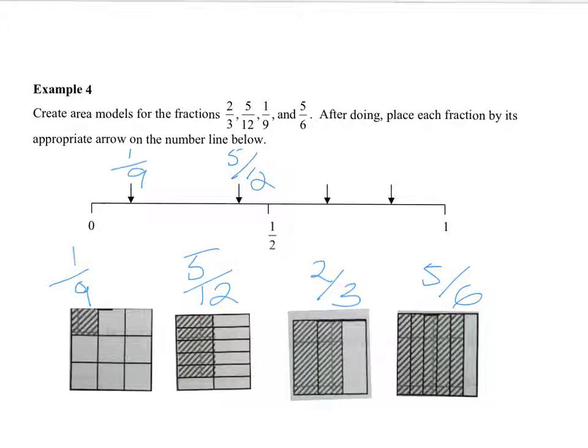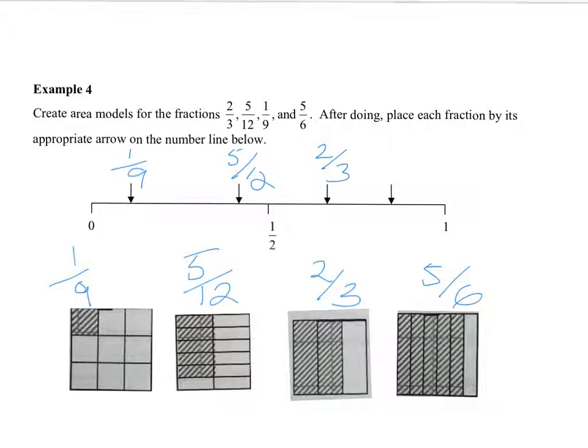Okay. Then we go to the next one. 1, 2, 3, 2/3. You know, half would be about here where this little light line is. So it's a little bit more than half, and that's where that arrow goes. So that's where we're going to put that. 2/3 is a little bit more than half.